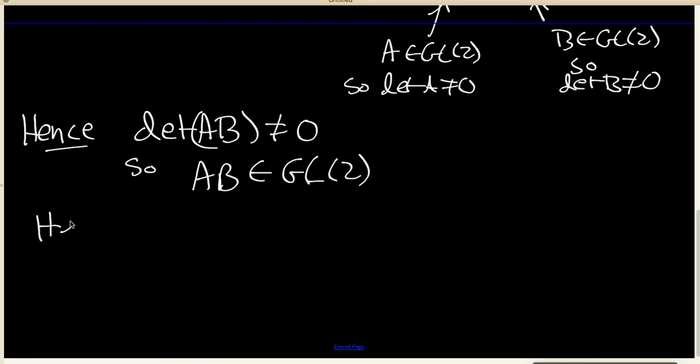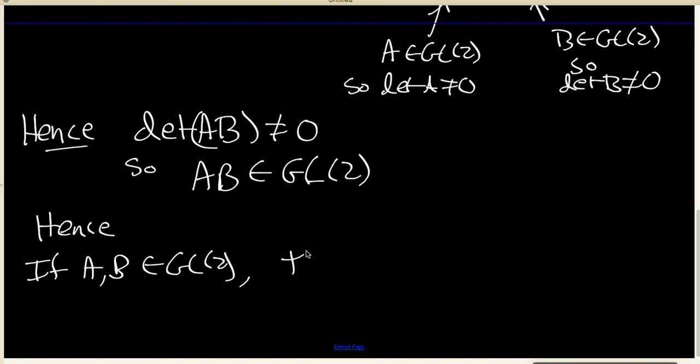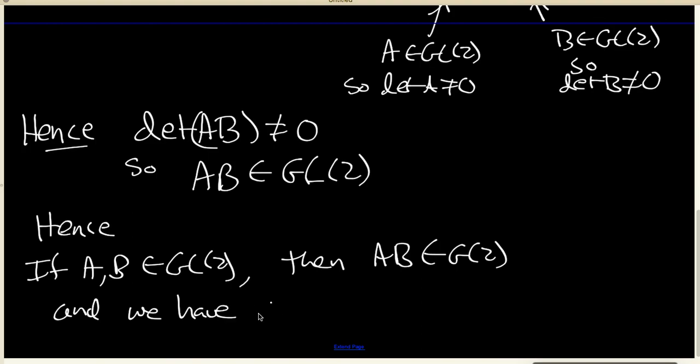And hence, we know that if A and B are in GL2, then the product is inside GL2, and we have closure. So we have the first of our group axioms satisfied. Subsequent videos will look at the other group axioms.